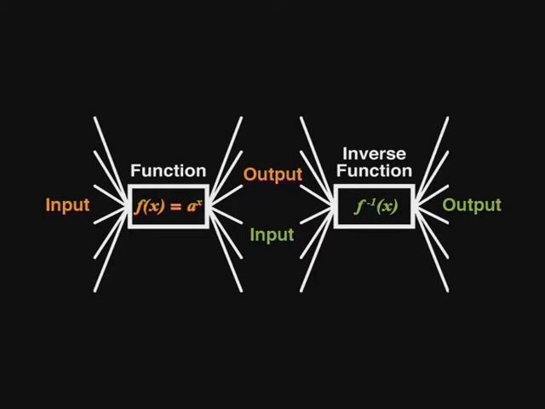Using these flow diagrams, I can show the same idea. These input values would be acted on by the function to produce these output values over here. If there's an inverse function, then these outputs of the function will be the inputs to the inverse function, and the output of the inverse function should be equal to the inputs of the original function.